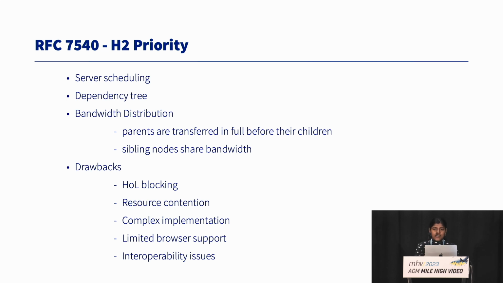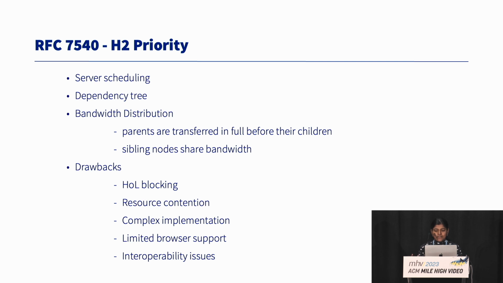But now it's time for us to look into the prioritization scheme. So RFC 7540, which is the HTTP/2 prioritization scheme, came in the year 2015. The scheduling is accomplished in the server as a form of dependency tree. But how the scheduling and bandwidth distribution is done is that the parent nodes are transferred in full before the children nodes. And also, the sibling nodes share bandwidth if they have the same weight.